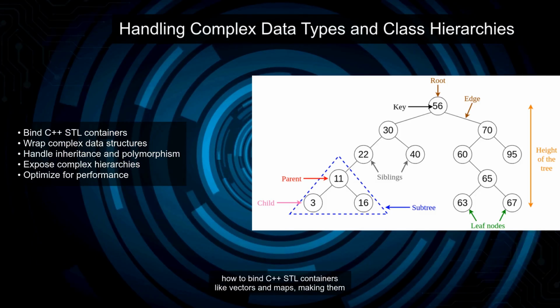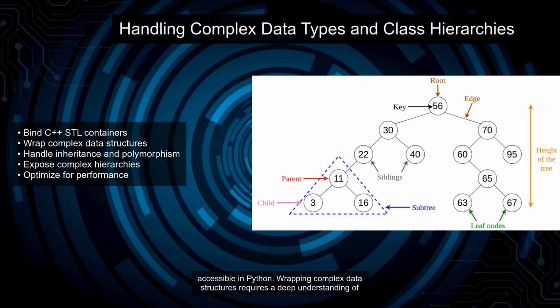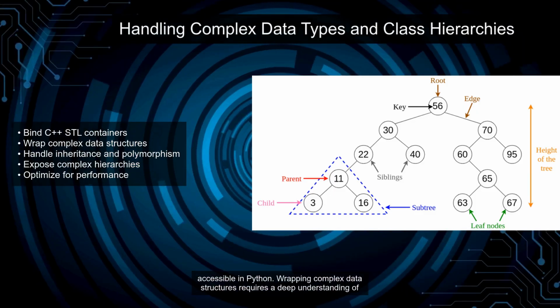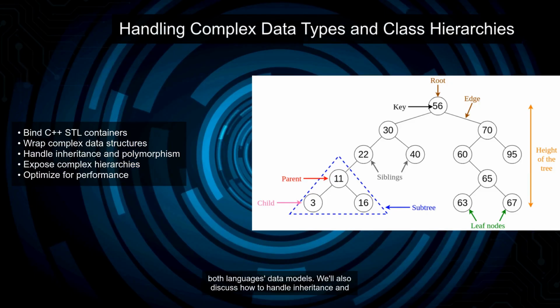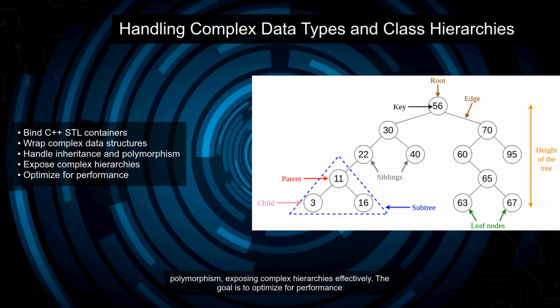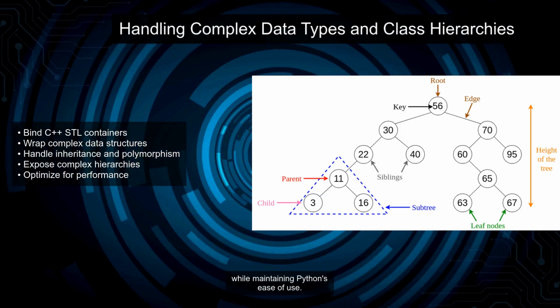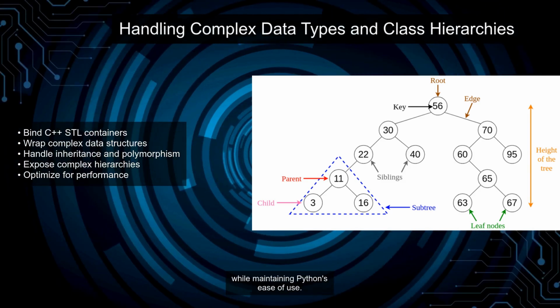Binding complex data types and class hierarchies presents unique challenges. We'll learn how to bind C++ STL containers like vectors and maps, making them accessible in Python. Wrapping complex data structures requires a deep understanding of both languages' data models. We'll also discuss how to handle inheritance and polymorphism, exposing complex hierarchies effectively. The goal is to optimize for performance while maintaining Python's ease of use.